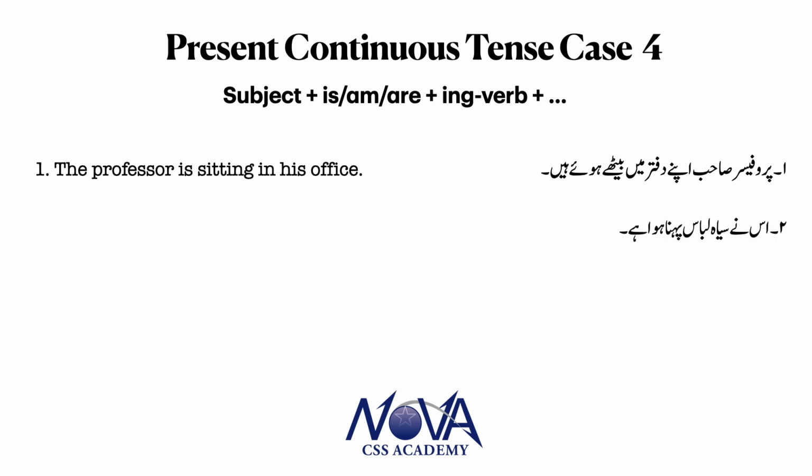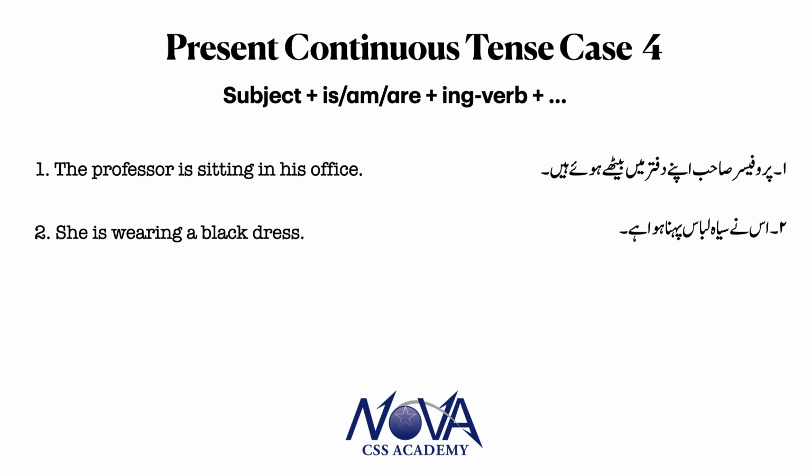उसने स्याह लिबास पहना हुआ है. Again, I can explain that this action of wearing the dress got completed in the past. But right now, at the time of speaking, this action turned into a state that is persisting. It is going on at the time of speaking. Therefore, the translation of this sentence can be made in English language by using the structure of the present continuous tense, which is, she is wearing a black dress.